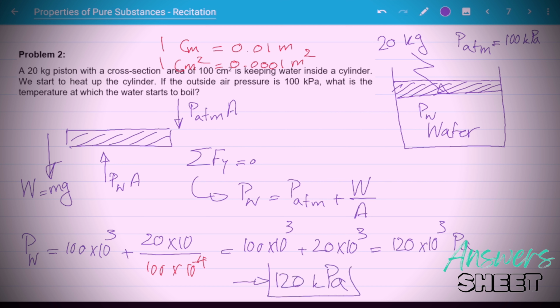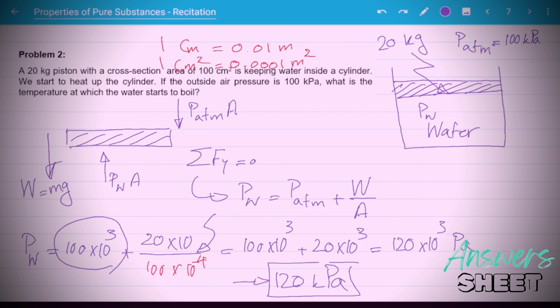Now, the reason that I changed the unit of atmospheric pressure to pascals in the beginning was that this equation over here will give you pascals. So in order to be able to add these two numbers together, you have to have them in the same unit, which is pascal. Now that the result is 120 times 10 to 3 pascals, I can make it back to kilopascals, which is 120 kilopascals. So this is a constant pressure process, and we found the pressure of water.